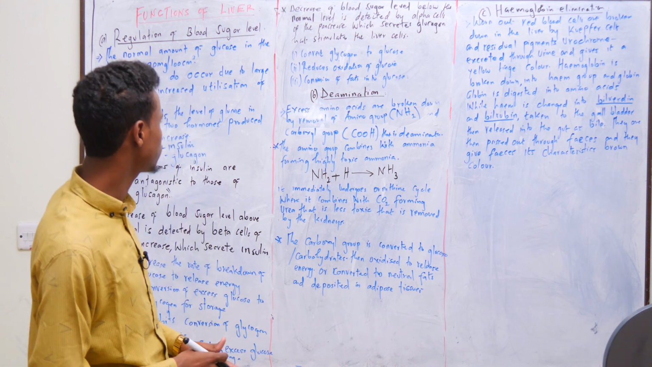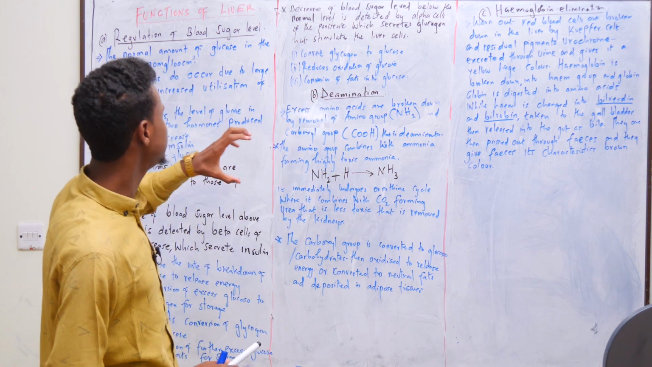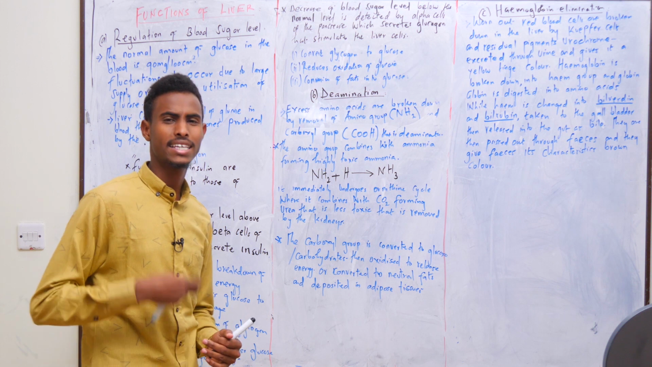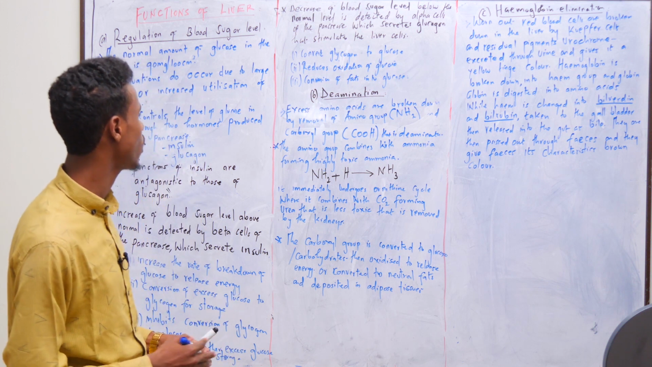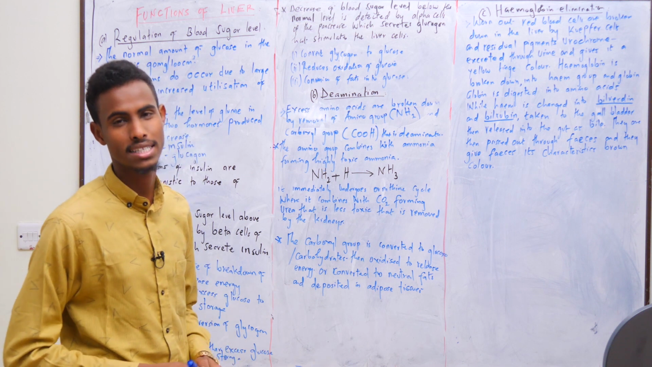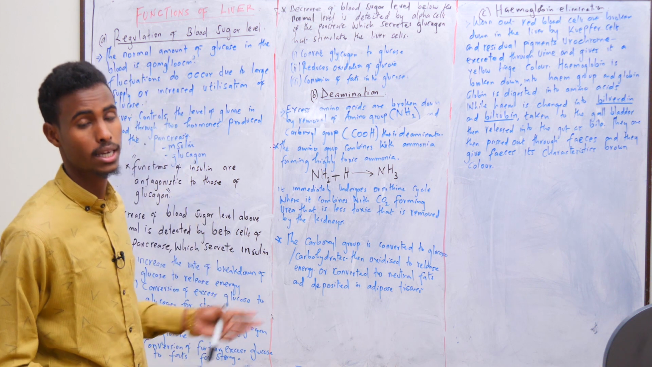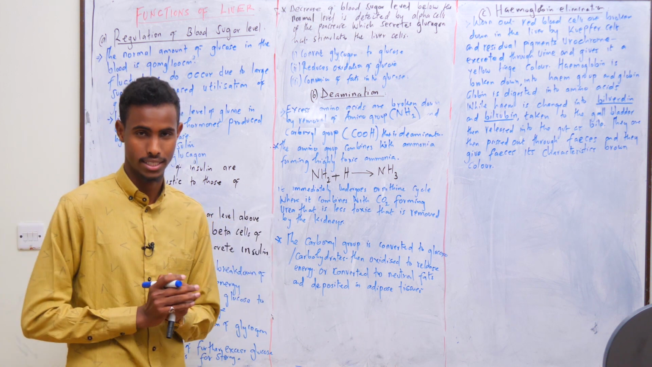Now, that aside, let's come to the deamination. Now class, in deamination, what happens is excess amino acids are broken down by removal of the amino group and the carboxylic group, and that is the deamination. Deamination basically is the removal of an amino group and the carboxylic group in an amino acid structure.